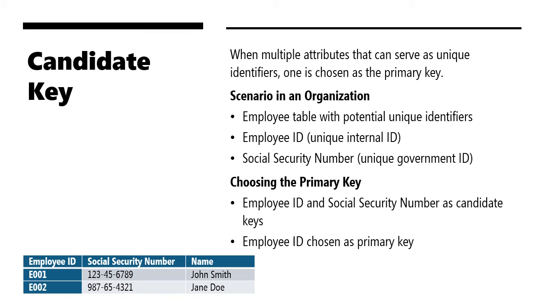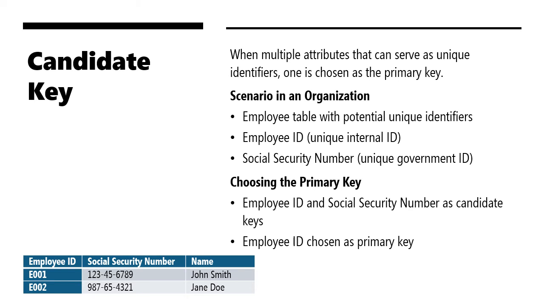Now let's talk about the candidate key. These are attributes that could serve as a primary key because they can uniquely identify each record. Imagine we're managing employee records in a human resources system. Our employee table might include employee ID, an internal system-generated unique identifier; Social Security number, a government-issued unique identifier. Both of these are candidate keys because they can uniquely identify an employee.